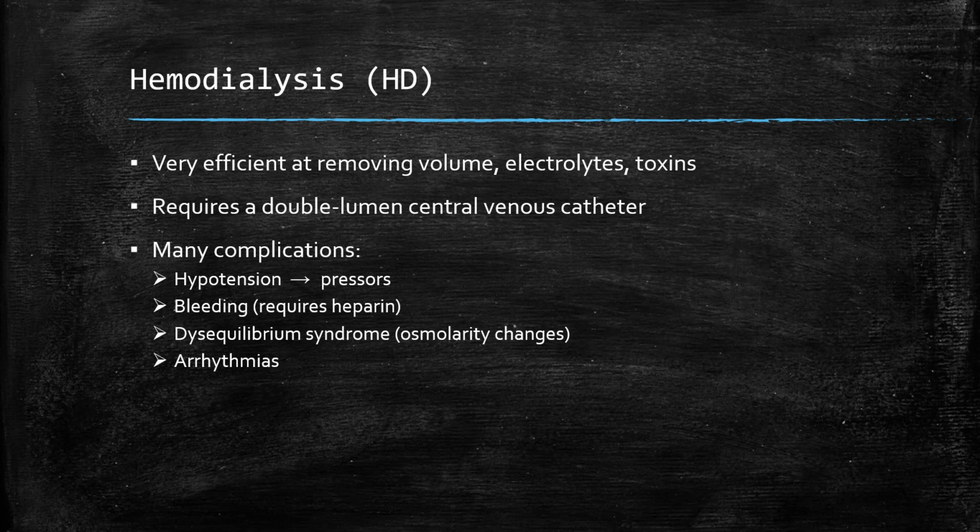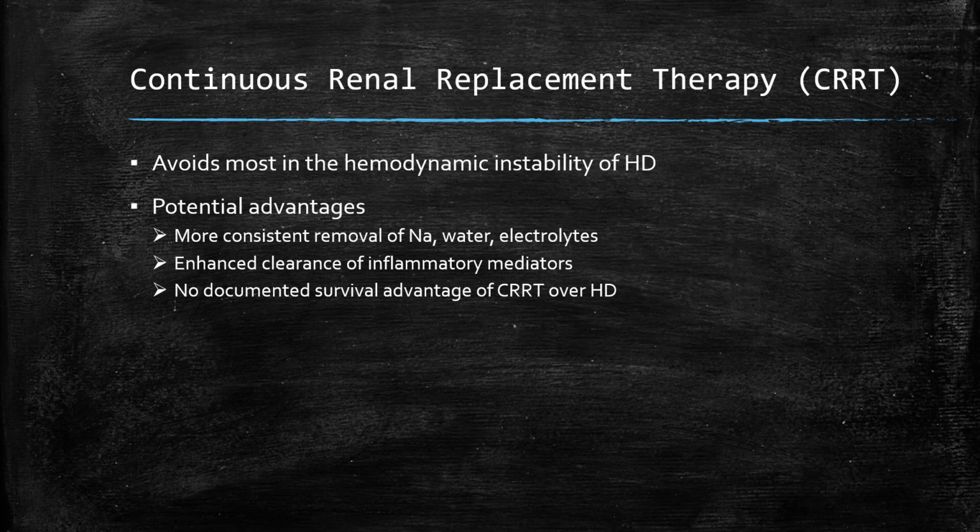Disequilibrium syndrome is a very distressing problem for patients and family members. In this syndrome, the patient may come back from a dialysis session with mental status changes like disorientation, confusion, or even obtundation. This results from osmolarity changes that ultimately can result in increased cell swelling in the brain. Lastly, arrhythmias are frequent as well due to the rapid changes in electrolyte concentrations.